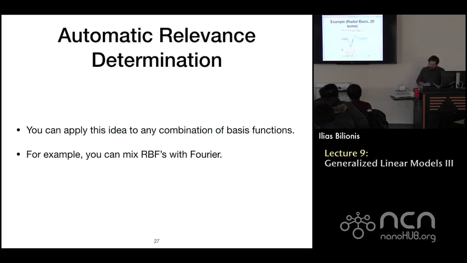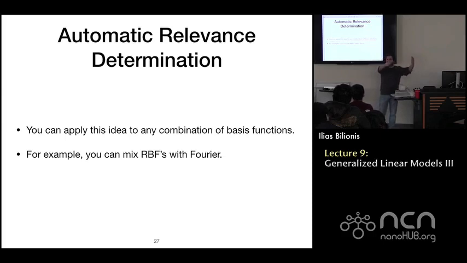All right, so for example, what can you do with that? You can apply this idea to any combination of base functions. So now you can take your generalized linear model with polynomials, add to it radial base functions, add to it Fourier base functions, steps, whatever you want, add everything together like 100 different base functions, and then let it pick the best. Okay, that's what you can do.